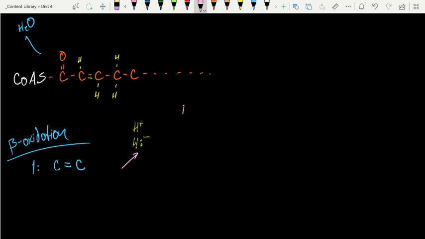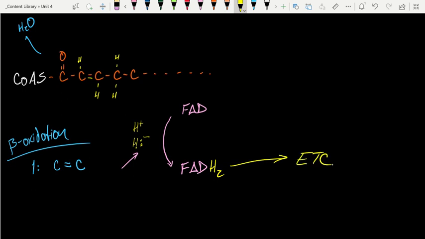Well, in this case, FAD is going to come by and pick up both of those, and we end up with FADH2. And where's FADH2 headed? Over to the electron transport chain, because now I can use those electrons to run that system that's going to help me make ATP. So all of that came because of this first step where we had this carbon-carbon double bond.